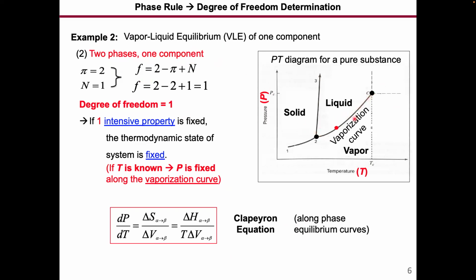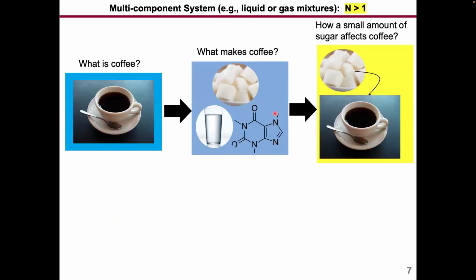If you are sitting on this line, or if you are dealing with a vapor-liquid equilibrium of a system, you just need to specify one intensive thermodynamic property, either temperature or pressure. Okay. All right, so that's the phase change or phase equilibrium for a pure species, right? So N is equal to 1 case.